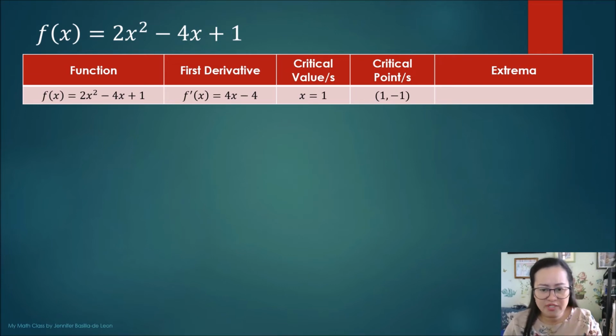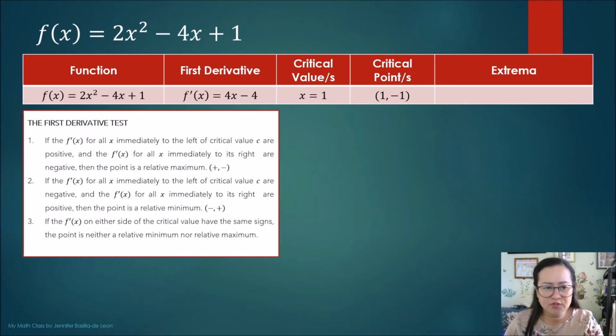Now, there are two ways in determining whether it's a relative minimum or maximum. The first method is using the first derivative test. There are three conditions. The first condition is if the f prime of x for all x immediately to the left of critical value c are positive, and the f prime of x for all x immediately to its right are negative, then the point is a relative maximum.